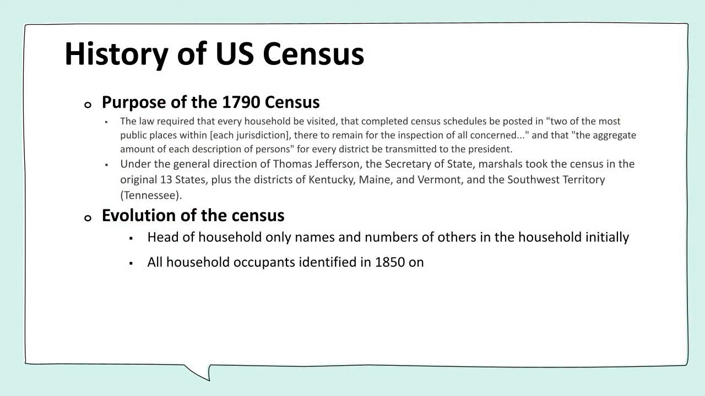Its purpose, obviously, in 1790 was to visit every household, complete the schedules, and then aggregate the results. That was under the direction of Thomas Jefferson, the Secretary of State. And the marshals took the census in the 13 original colonies, plus districts of Kentucky, Maine, Vermont, and the Southwest Territory, which is now Tennessee. As we talk about the evolution of the census, initially only heads of household and the numbers of others in the household were recorded. All occupants in the household were identified from 1850 on.